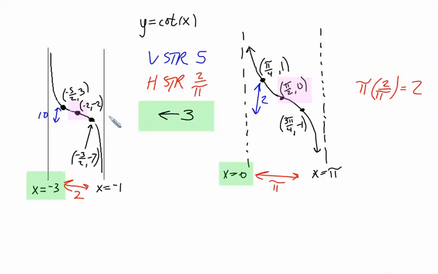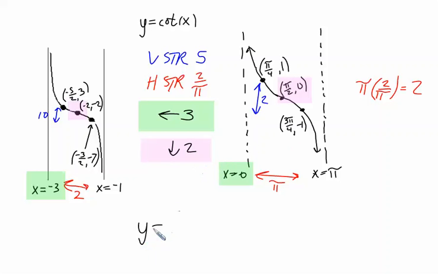3 plus -7 is -4. -4 cut in half is -2. Then from 3 to -2 is 5, our vertical stretch. And from -2 to -7 is also 5. So what we see by looking at that point in magenta is that this graph was moved down 2.